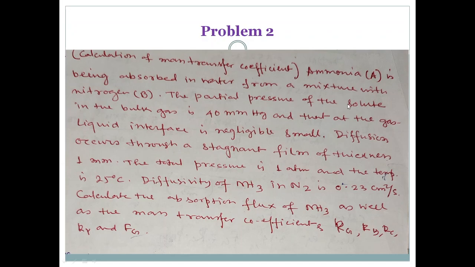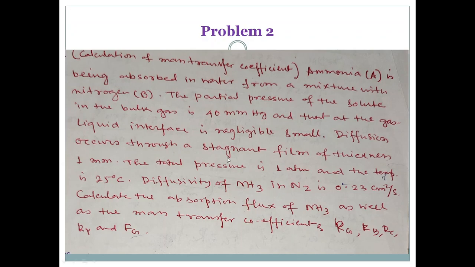The partial pressure of the solute in the bulk is 40 mmHg. And that at the gas-liquid interface is negligible. It means that at the gas-liquid interface the concentration of ammonia is very small. That means the absorption affinity of water for ammonia is so high. Whenever it comes, it will automatically go into the water. That's why this is negligible.